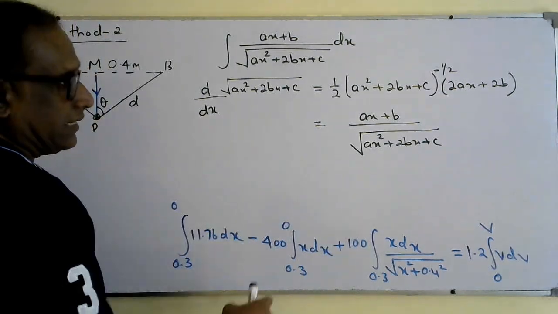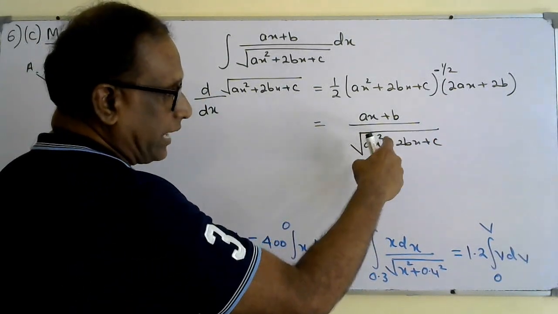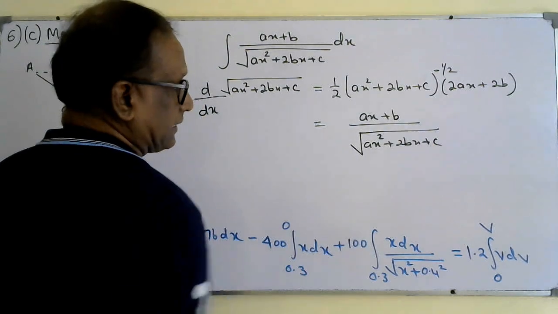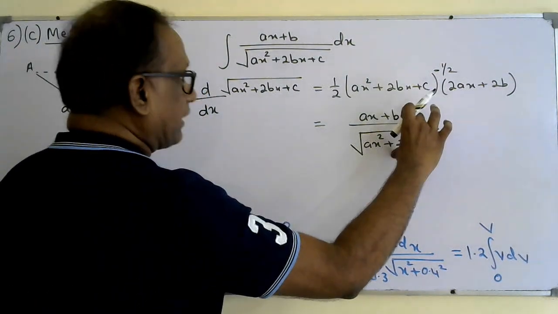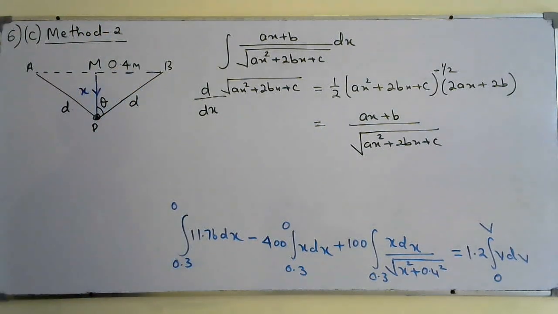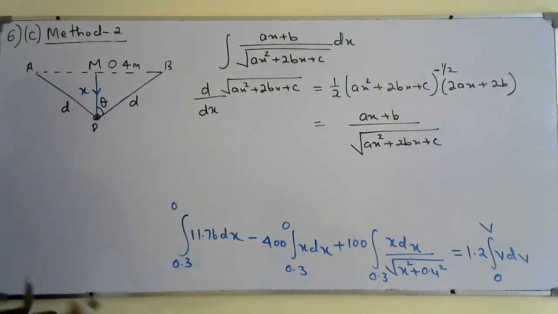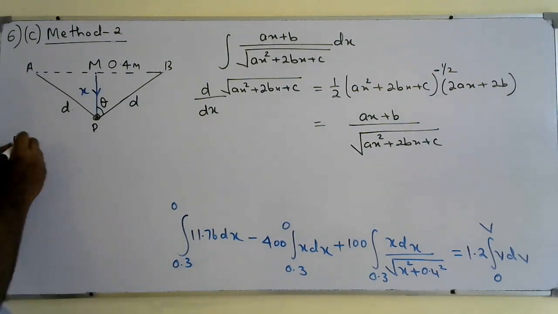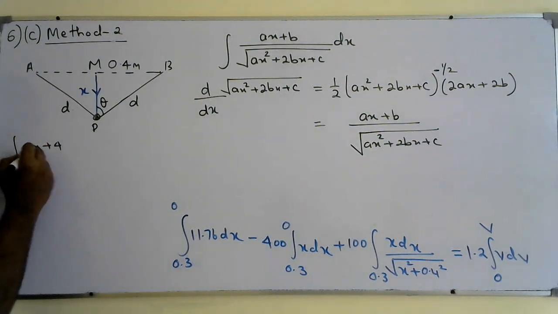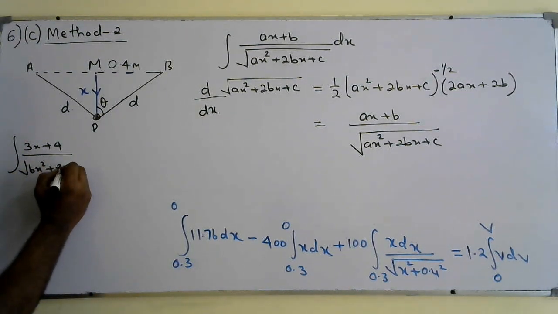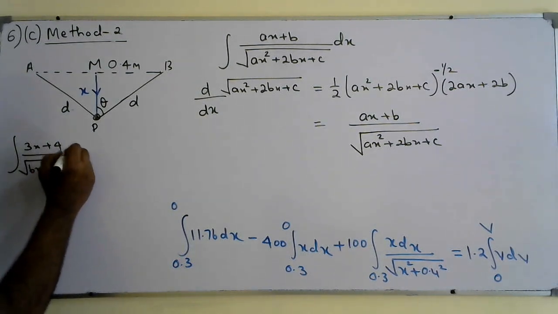So remember that if you have the denominator as a square root, and half of its derivative is in the numerator, then the integration of this will be equal to this one. Say, for example, if there's a question something like the integration of 3x plus 4 divided by the square root of 6x squared plus 8x plus 5.